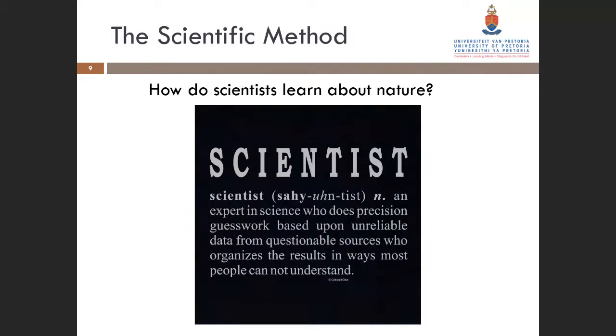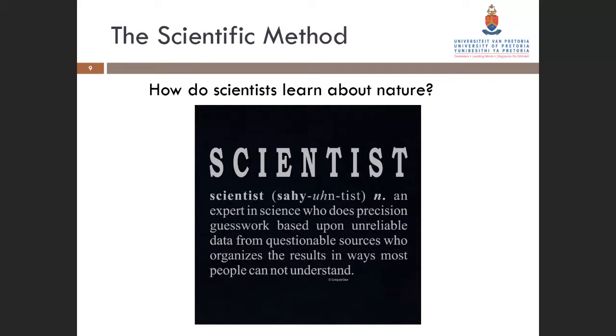So, how do scientists learn about nature? Just for this interesting definition: a scientist is an expert in science who does precision guesswork based upon unreliable data from questionable sources, who organizes the results in ways most people cannot understand.